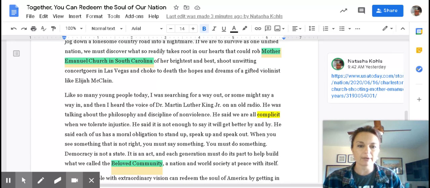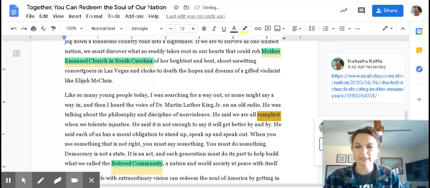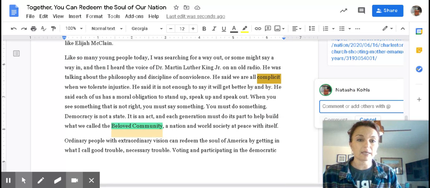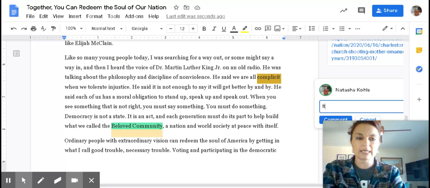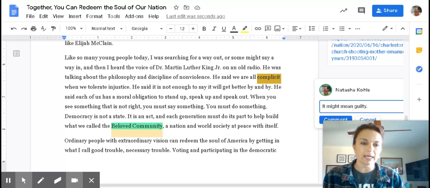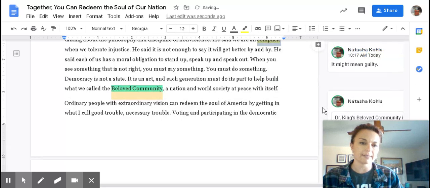But then you also see here, I just have a highlighted word, the word complicit. And that's a vocabulary word that I think you might not be that familiar with. So you might say, okay, Ms. Coles thinks complicit is a word I need to pay attention to. And so you read the sentence, he said we were all complicit when we tolerate injustice. And I think, okay, maybe he's trying to say that we're all guilty if we tolerate injustice. So I could say it might mean guilty.